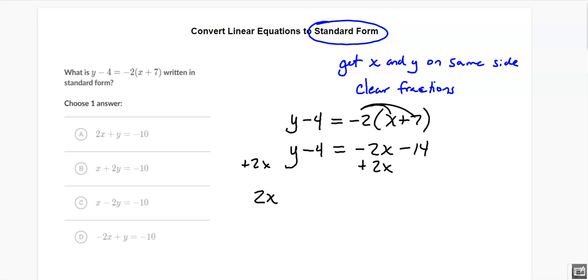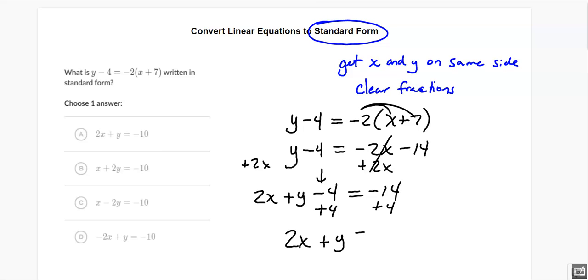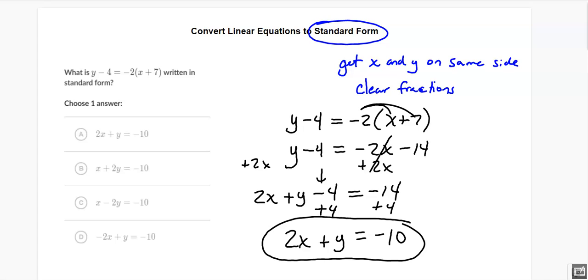So now I'm going to have 2x, that's a positive y, minus 4. This cancels out, negative 14. And I have x and y on the same side, but I have this straggler, this minus 4 that's not supposed to be there. So we add 4 to both sides. And now I have my x term, I have my y term, and I have a negative 10. So hopefully we get a match here. 2x plus y is negative 10. It looks like it's going to be answer A.